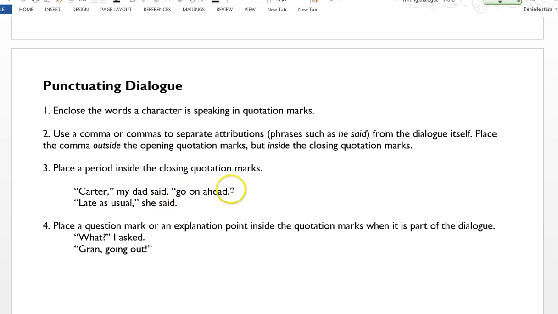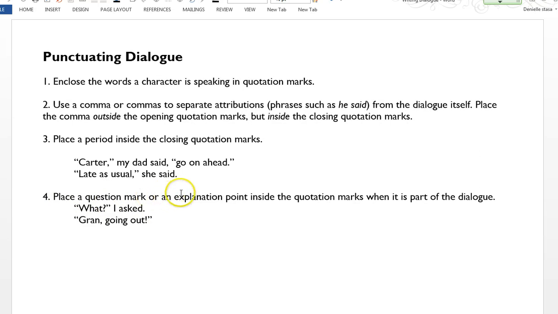"Go on ahead." So here there's no space. Here there is a space. It's attached to this "said," not to the quotation marks, and here it's attached to "Carter." So it always attaches to the word the comma follows. Again, it's to the left of the quotation marks. "After late as usual," she said.